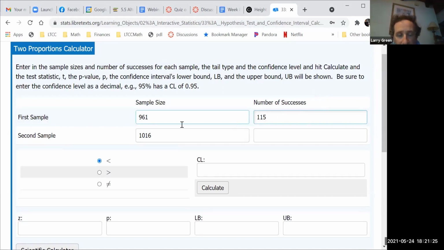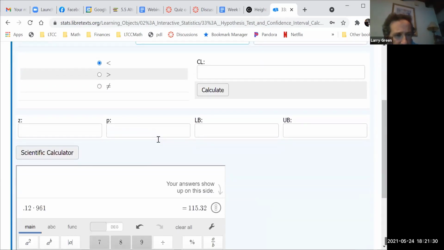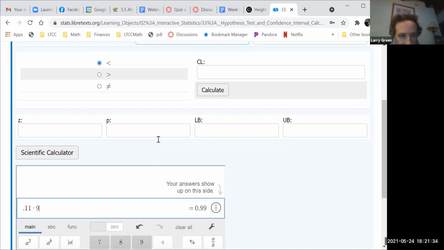And similarly, I need 11% of 1,016. So that's 0.11 times 1,016. And that looks like about 112, rounded to the nearest whole number.